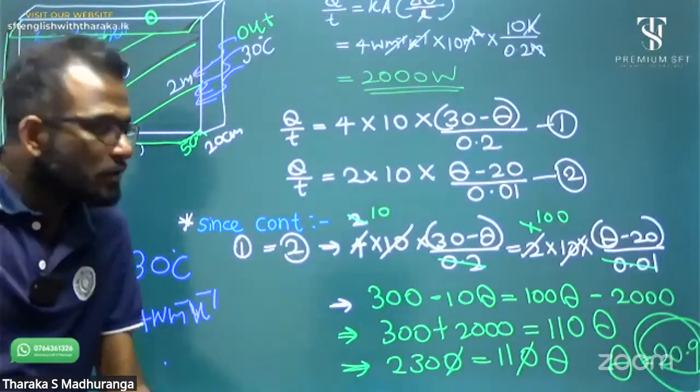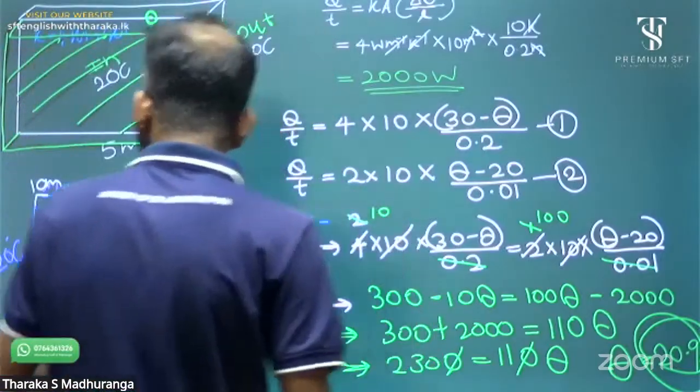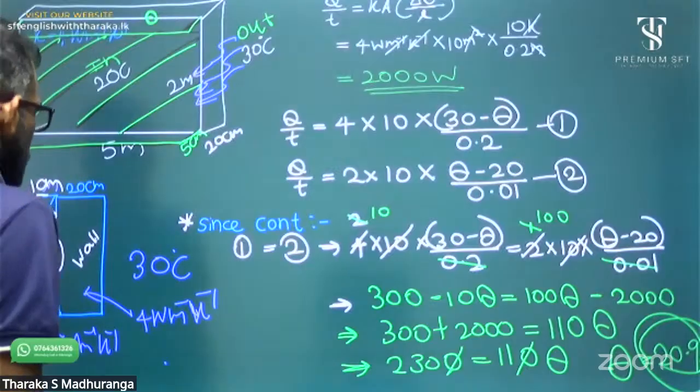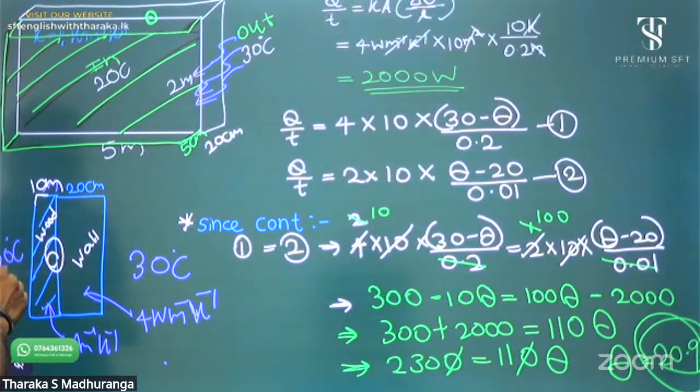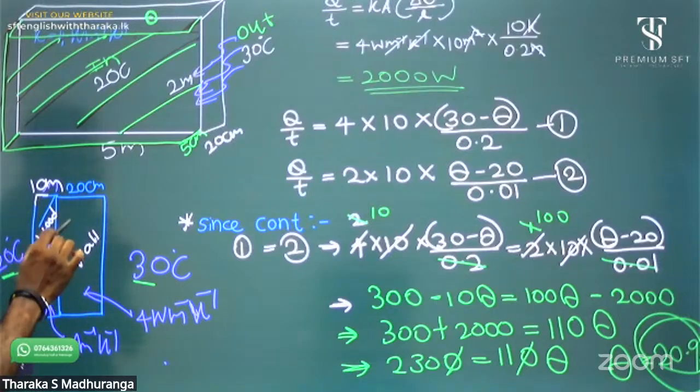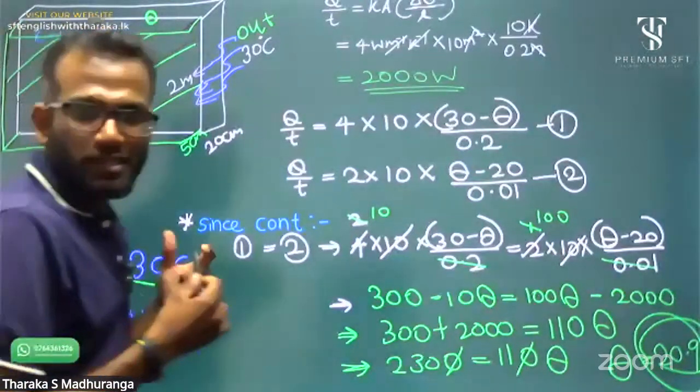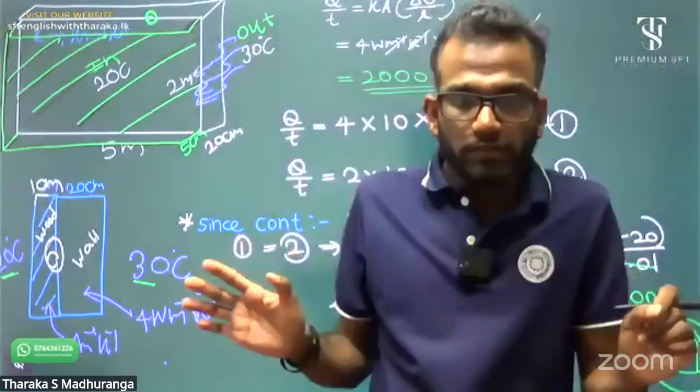And you can check your answer. See, inside temperature 20, outside 30. Therefore, the theta temperature should always be between 20 and 30. If not, you are wrong.